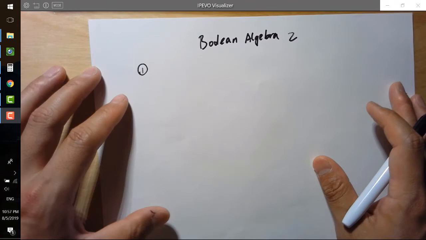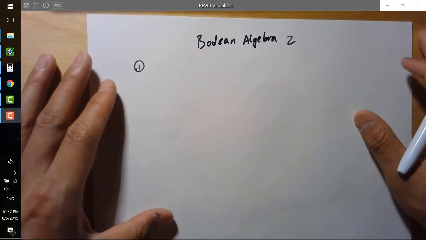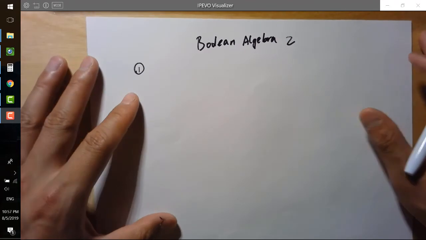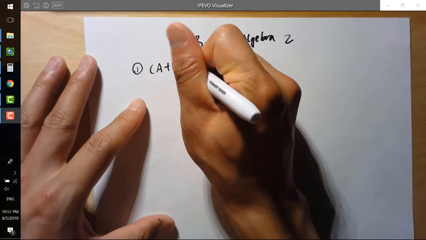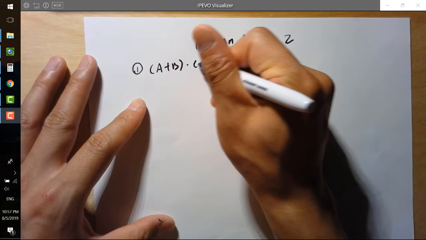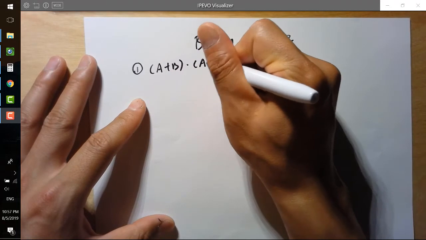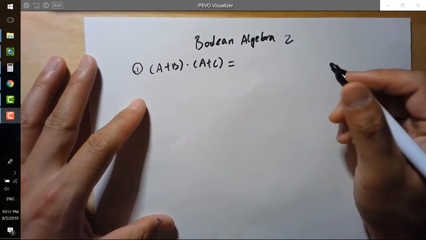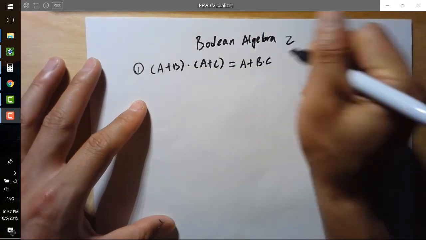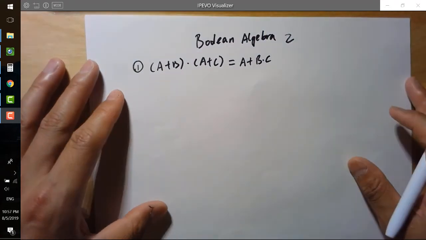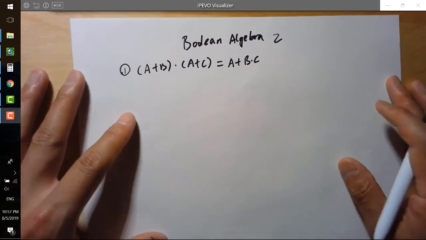The first one, right, so we will do this by giving you examples, so it's more straightforward for you guys. The first one you need to know is (A or B) and (A or C) equals A or BC. Okay, why is that? Let's prove it.